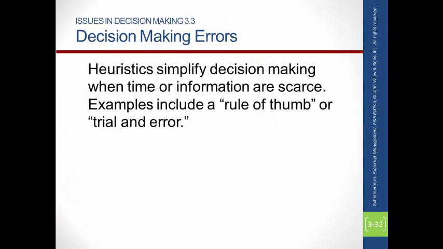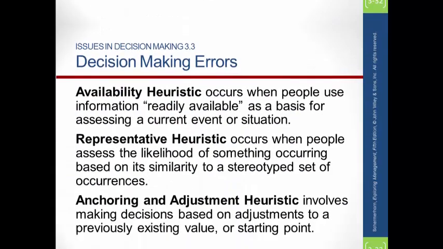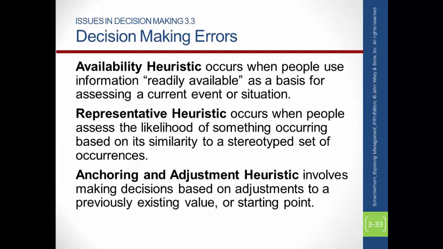Other decision-making errors: heuristics simplifies decision making when time or information is scarce. You could think of the phrases the rule of thumb or trial and error. That would be a way to think about these types of situations. Availability. So do you have that information? Representative. So this would be more the likelihood based on something similar in the past. Anchoring and adjustment focuses on making adjustments to a previous starting point.